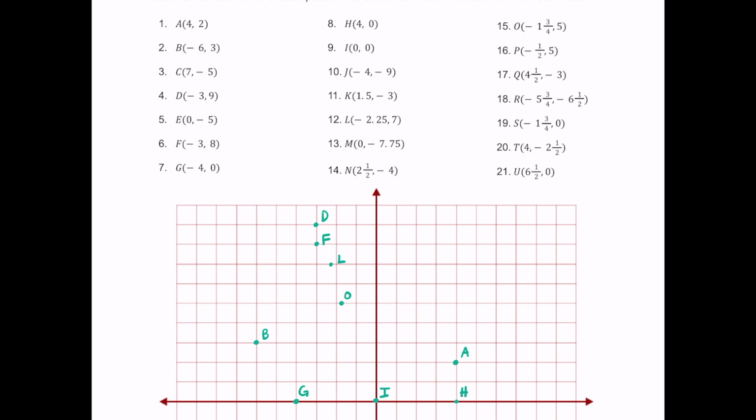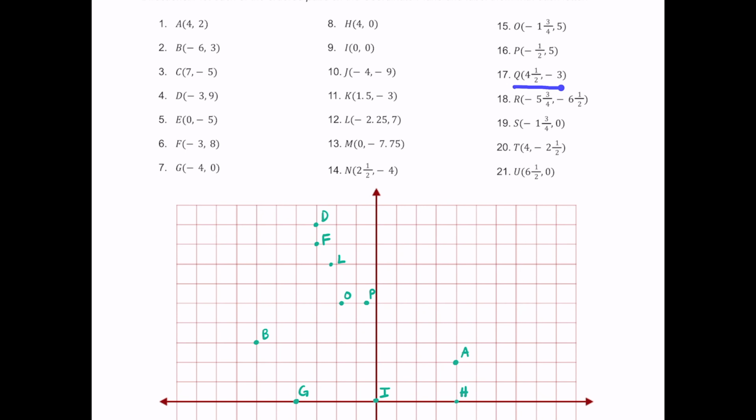For number 16, we have point P, which is going to be negative half a unit and then 5 units. That's in the positive direction. So start at the origin, move half a unit to the left because it's negative, and then move up 1, 2, 3, 4, and 5. So right over here in quadrant 2, pretty close to the y-axis, this is going to be point P. So go ahead and put a dot halfway between there and put the letter P.